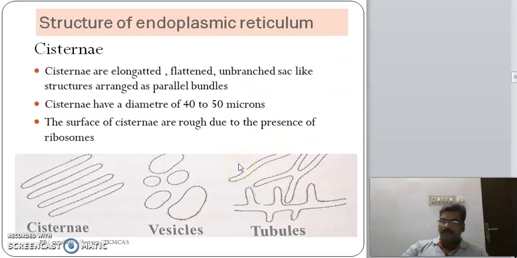Coming to the different structural components of endoplasmic reticulum, as I told in the very beginning, endoplasmic reticulum is formed of three kinds of structures. One is called cisternae, second is called vesicles, and third is called tubules. First is cisternae, and you can see the image here. They are like flattened sac-like structures. So cisternae are elongated, flattened, unbranched sac-like structures, and they are often arranged in a group as a bundle.